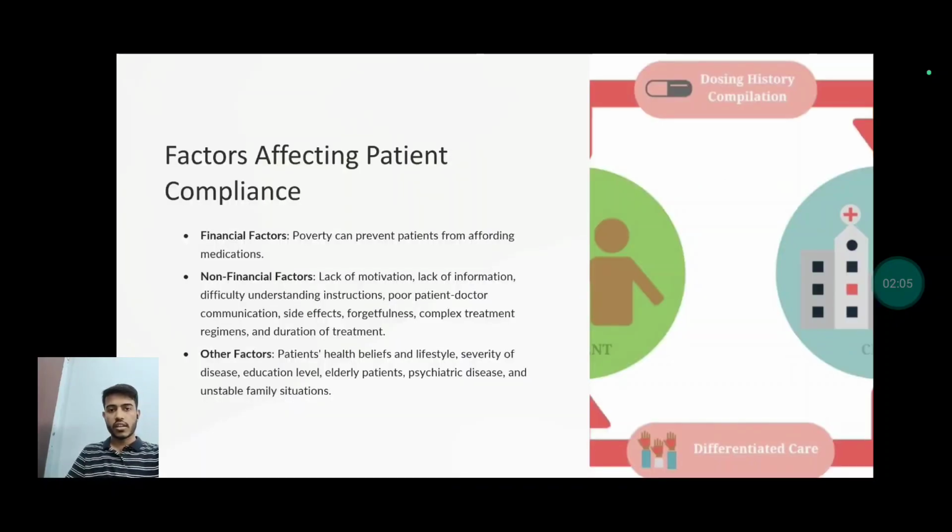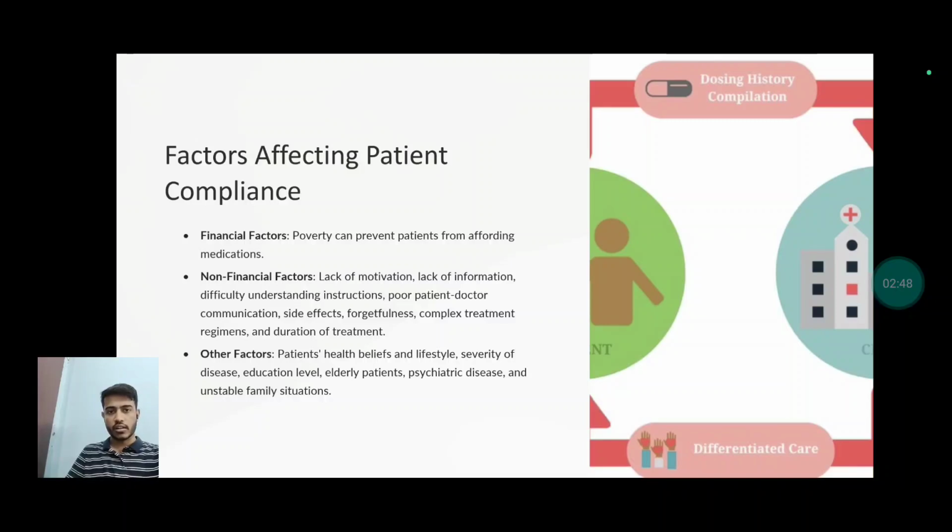So, what are the factors that affect patient compliance? They can be categorized into three parts. Those are financial factors, non-financial factors, and other factors. Firstly, financial factors. Poverty can prevent patients from affording medication. It can be a factor affecting patient compliance. Secondly, non-financial factors. Lack of motivation, lack of information, difficulty understanding the instructions, poor communication between the doctor and patient, side effects, forgetfulness to take the prescribed drugs, complex treatment regimens, and duration of treatment. These are the non-financial factors which affect patient compliance.